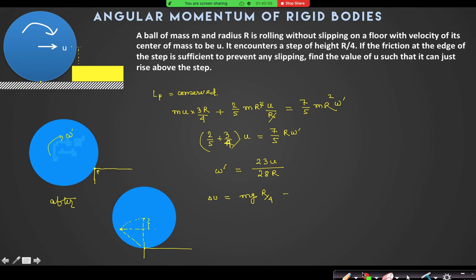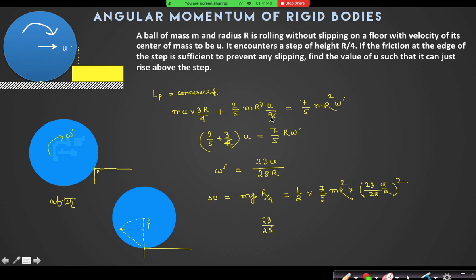And that should be equal to the initial kinetic energy, half, and I will take I about P, the ICR, into omega prime square, which is 23 by 28 u by r whole square. So that will give you your answer. What is the value of u? R square gets cancelled out.